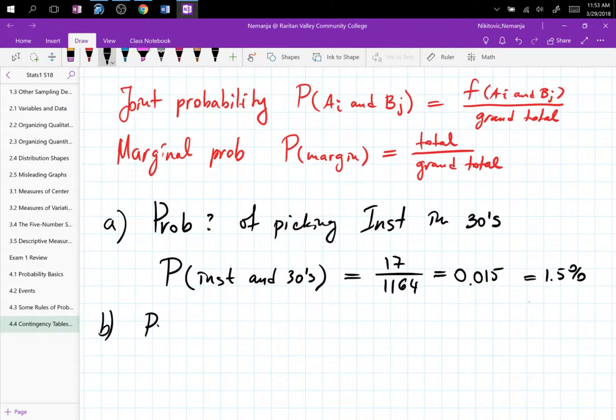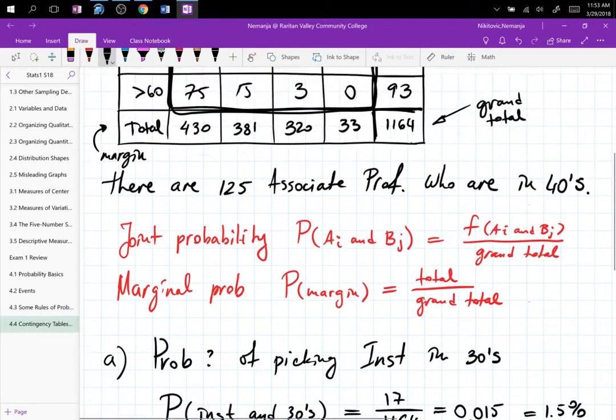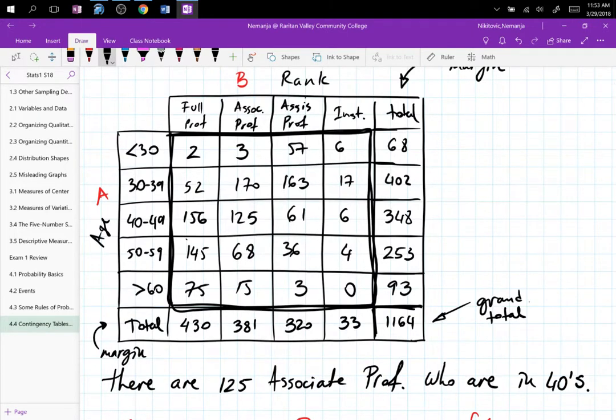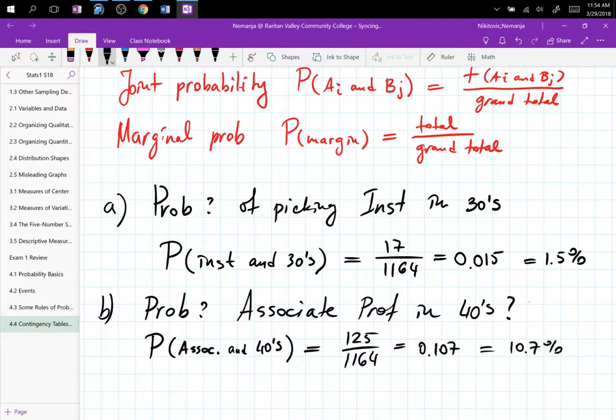Next question. What is the probability that we have an associate professor in, let's say, 40s? You will go and you will look for associate professor in 40s. So, probability of associate in 40s. Well, associate and you have to have both. So now, associate in 40s, that's a question I asked earlier. So that's 125 divided by 1164, and that is what? 0.107. So that's about 10.7% of everyone are associate professors in 40s.